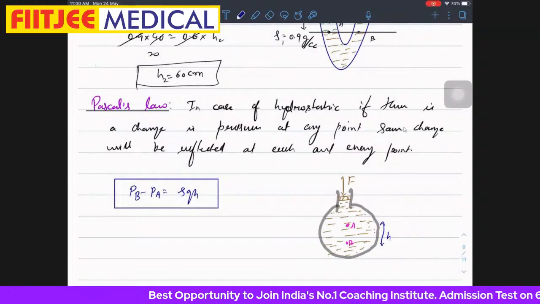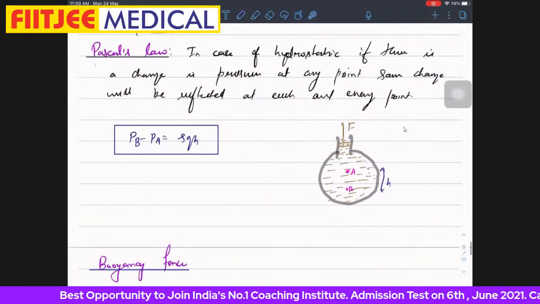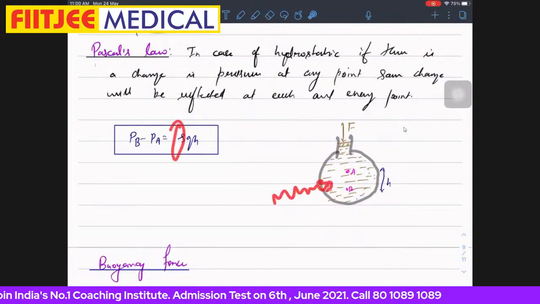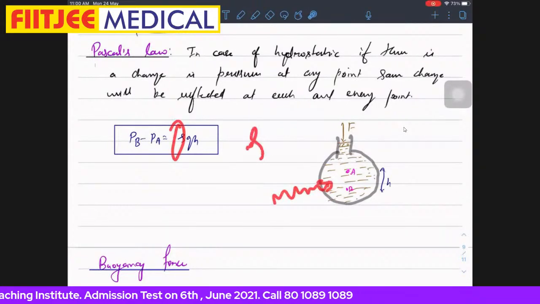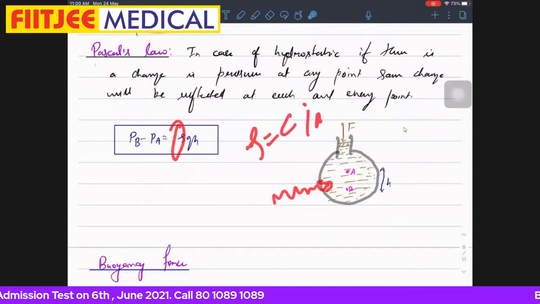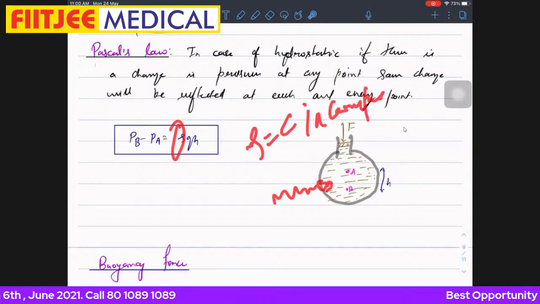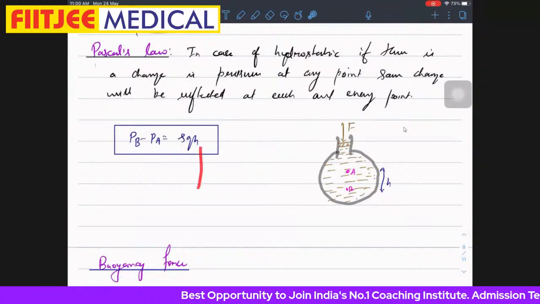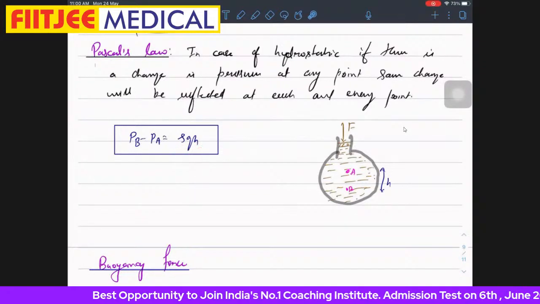See here, the density of the liquid is constant. Here we are talking about fluid mechanics. We discuss the liquid whose density remains constant, which means it is incompressible. So density is a constant here, g is a constant here, and since it is incompressible, h will remain constant here.